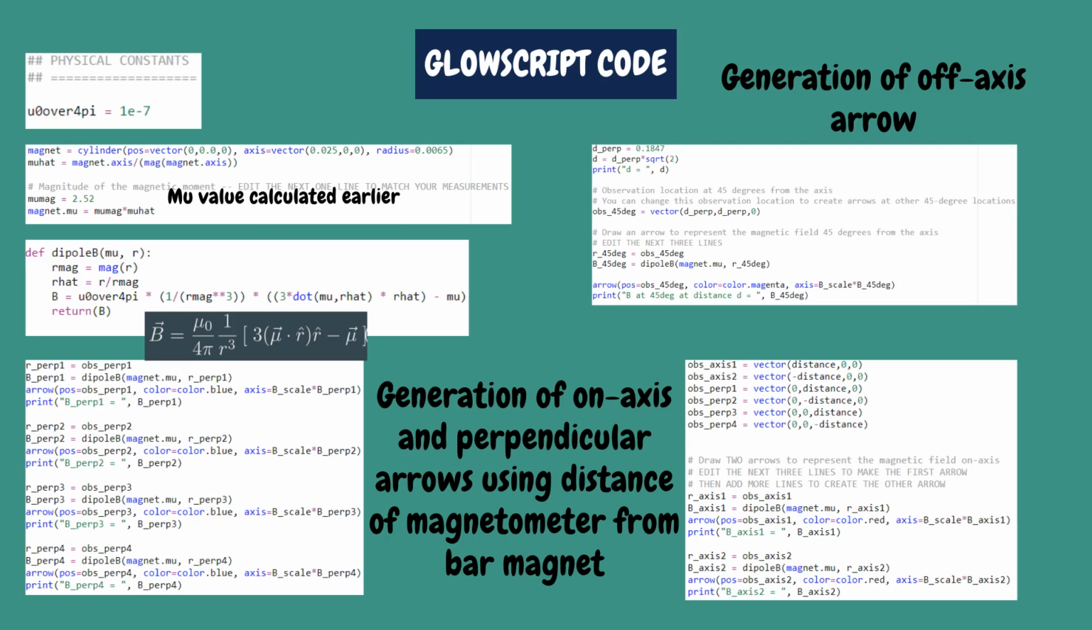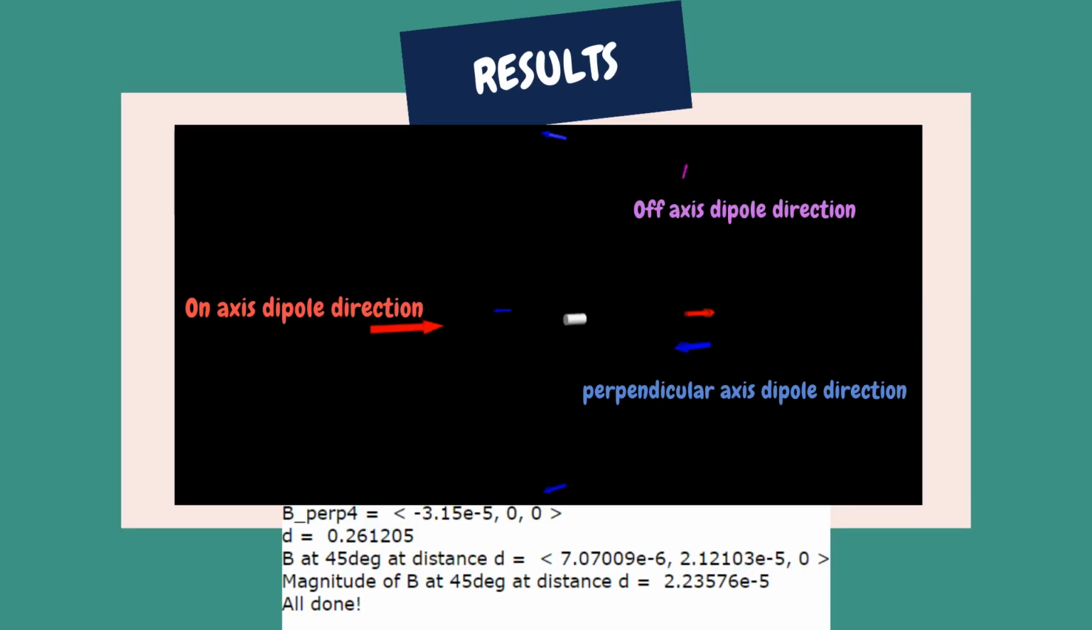This slide simply displays the most important segments of my GlowScript computational code, in which I calculated the expected net magnetic field and generated a visual representation of the magnetic fields acting on the magnetometer at various distances and positions.